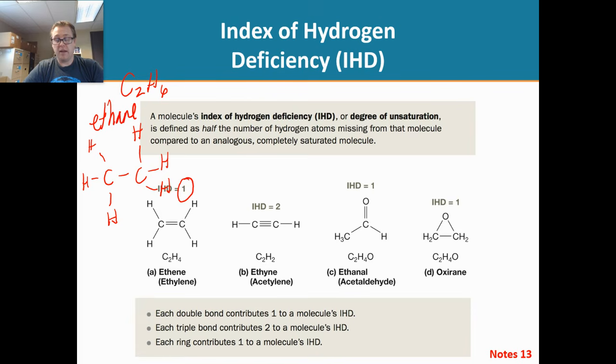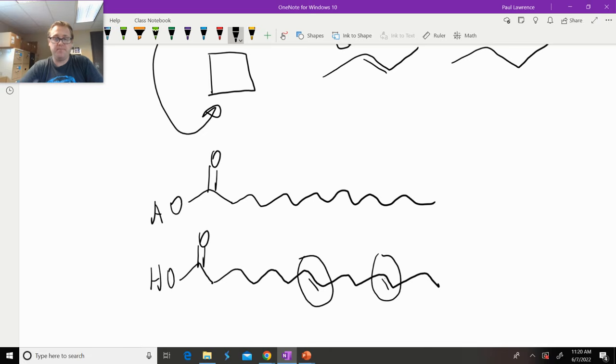Another thing that degrees of unsaturation helps us to understand is that for every ring structure, we lose 2 hydrogens, and that is a degree of unsaturation. So let me show you that.